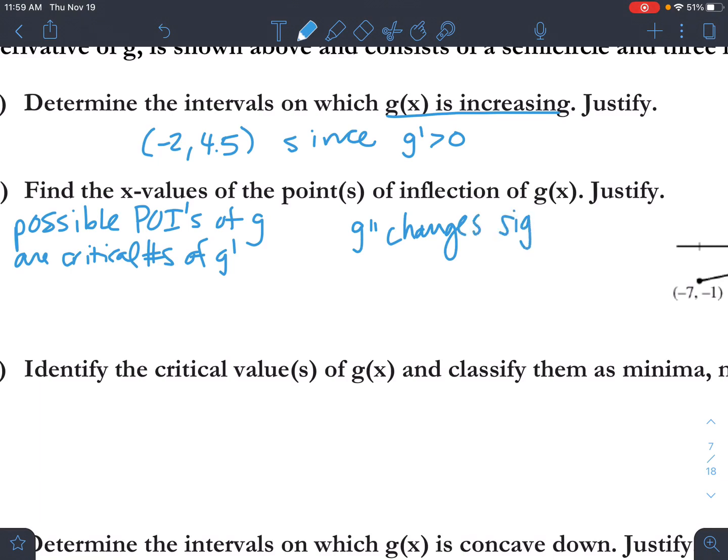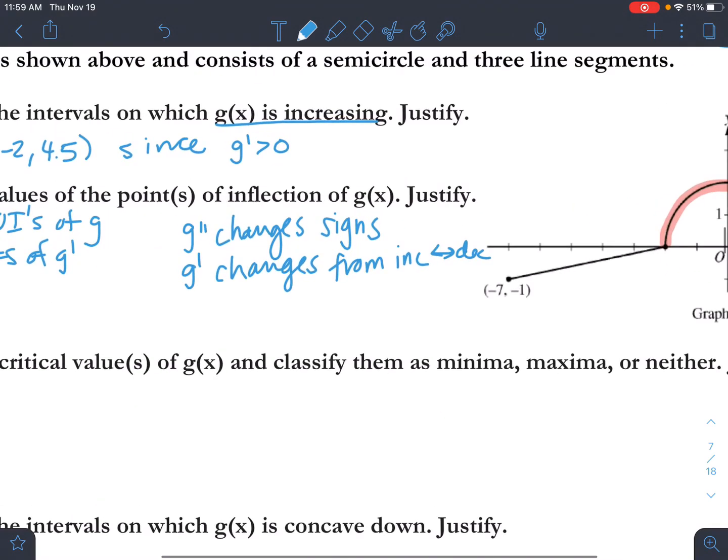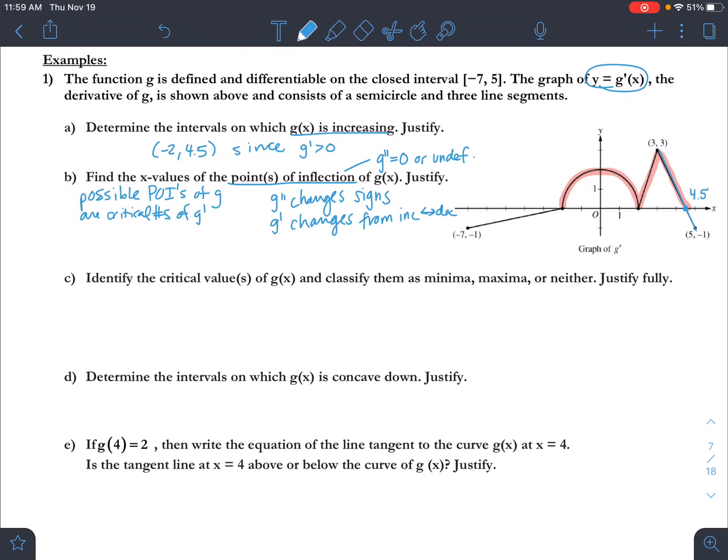Okay, that's going to be one of the main features, and g prime changes from positive to negative. You can think of it that way, from increasing to decreasing or decreasing to increasing. All right, so what we're looking at here are, again, points of inflection. This is where g double prime is 0 or undefined.